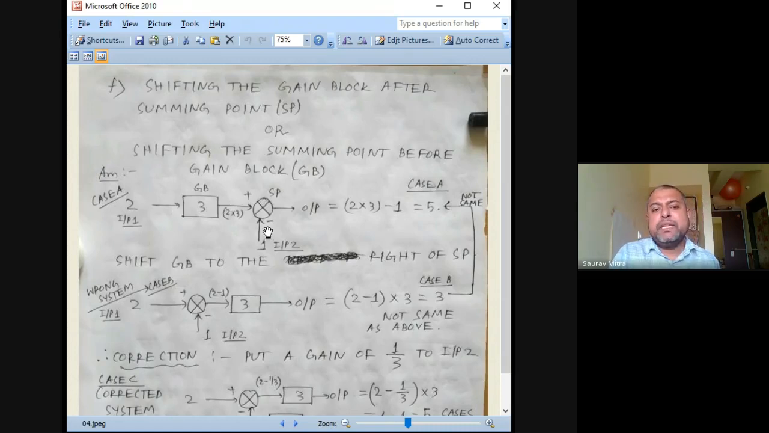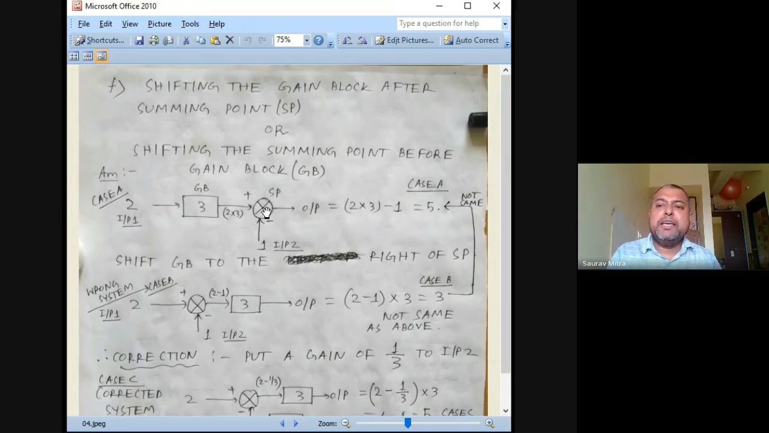And here 1 is coming with negative feedback. At the summing point, the 6 and 1 get mixed. But this 1 is actually -1, because it is getting subtracted. So 2 into 3 is 6, minus 1 is equal to 5. So the output is actually 5 for the given system. So 2 is coming as the input, 3 is the gain block GB, multiplied. So here the signal is 6.